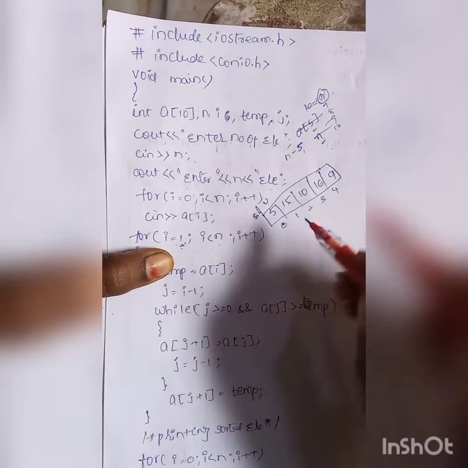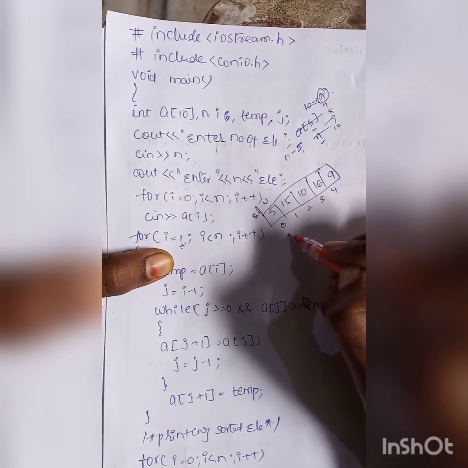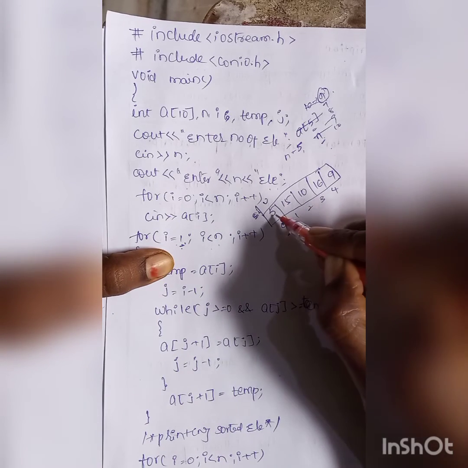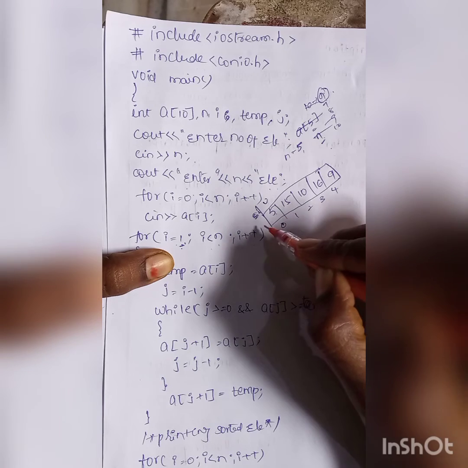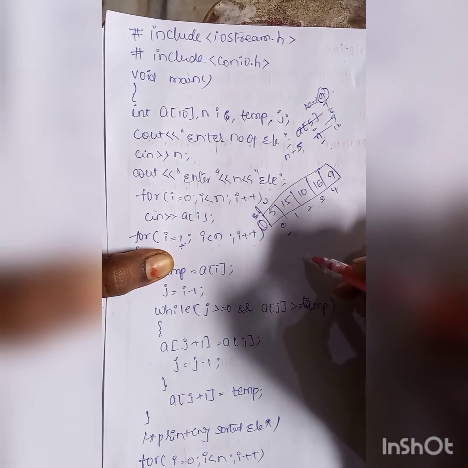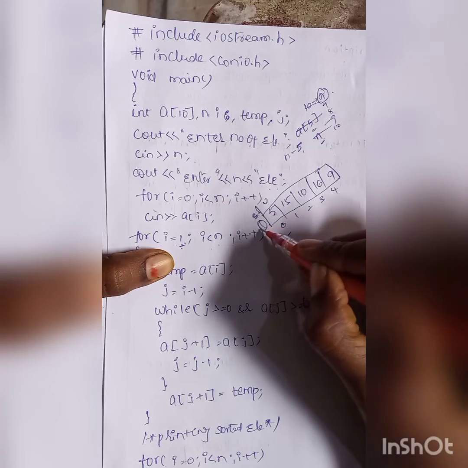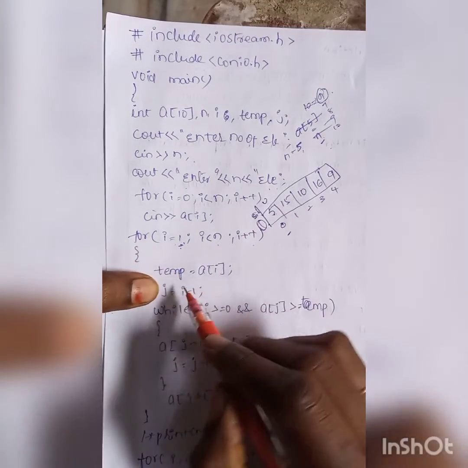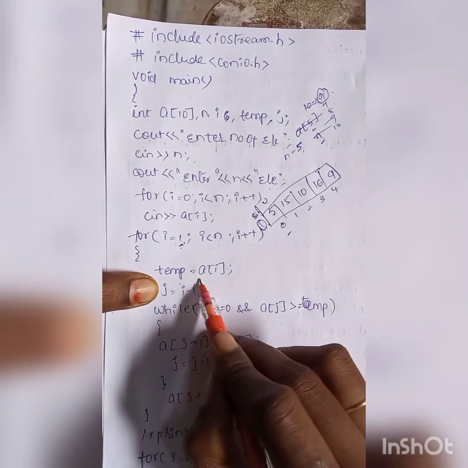So first we are considering the first element. No need to consider the 0th position element. Why? Because this 5 is not going to compare with any other element. So directly you can copy this 5 to sorted part. Right? Now temp is equals to a of I.